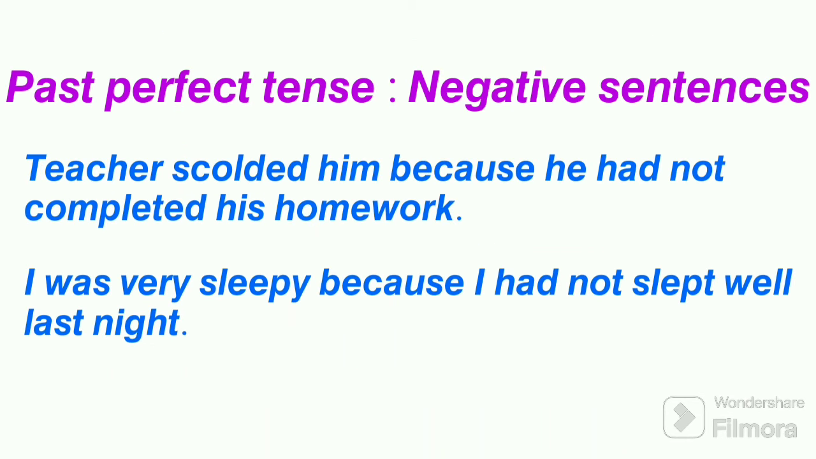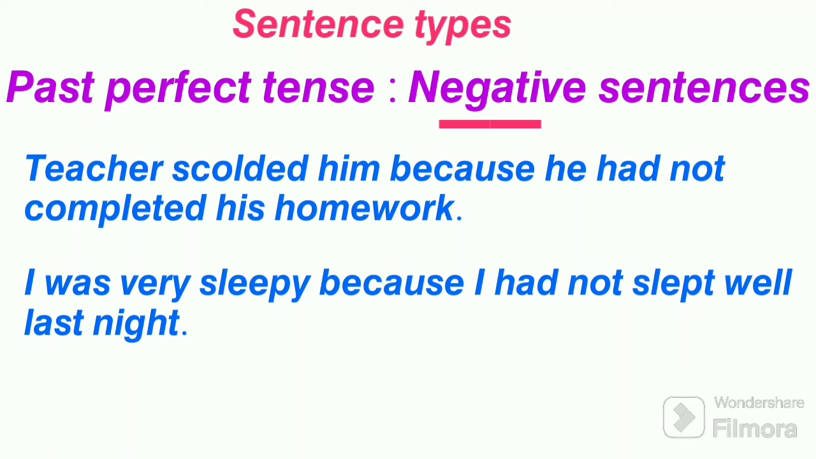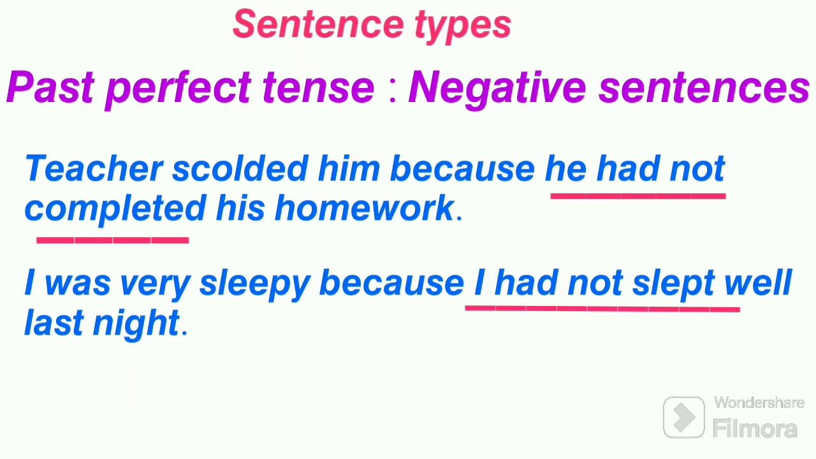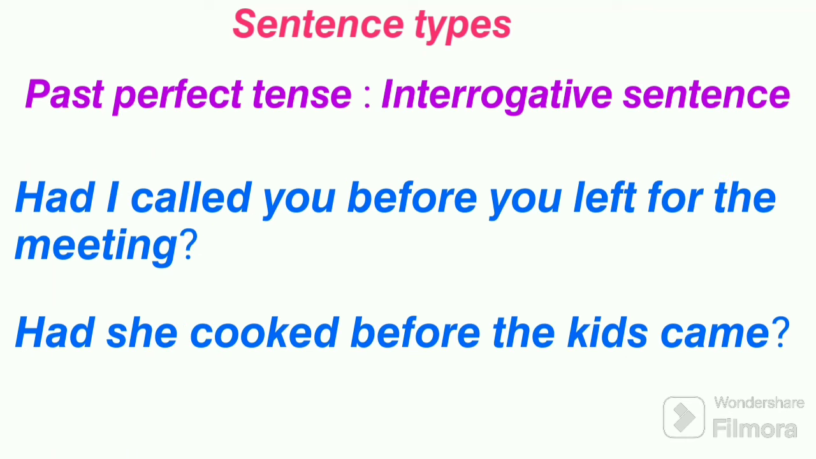Now let us look into the sentence types. We have just studied the affirmative sentences. Now let us look into a negative one. Teacher scolded him because he had not completed his homework. Now we can write the past perfect part of the sentence in the later part also depending upon the type of the sentence. Another example, I was very sleepy because I had not slept well last night.